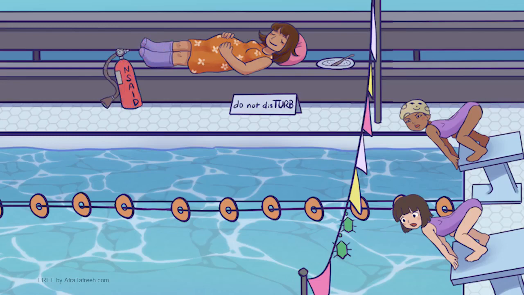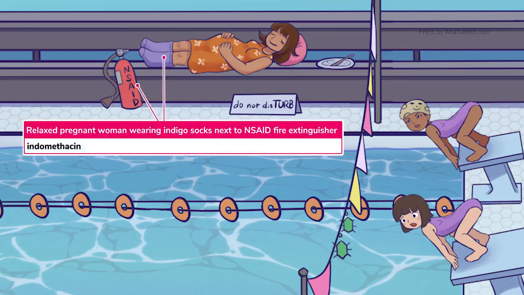Indomethacin, represented by these indigo socks, is an NSAID, so you know it blocks prostaglandin synthesis. But it can also function as a tocolytic. However, because it blocks prostaglandin synthesis, it shouldn't be used after 32 weeks gestational age because it can prematurely close the fetus's ductus arteriosus. If there are any other concurrent complications, such as an intraamniotic infection or a non-reassuring fetal heart tracing, then tocolysis should not be used and labor should be allowed to progress.